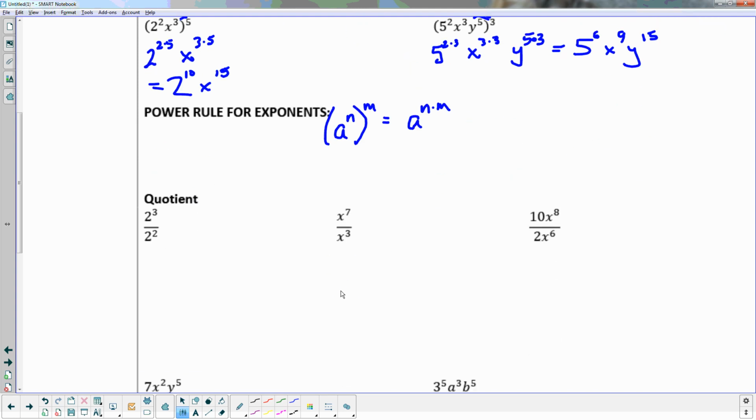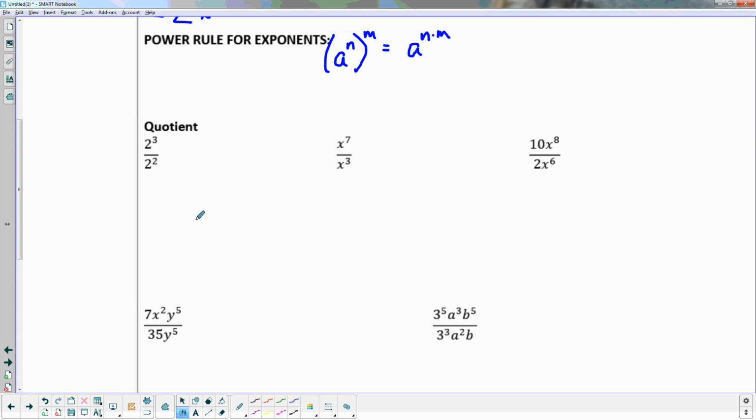The last one we're going to talk about today, the quotient rule. This one's a big one too. And so quotient means dividing. And so I'm going to do the same thing. I'm going to expand these, see what it gives us, and then see what I get to do. And maybe let me just go through and expand all these.